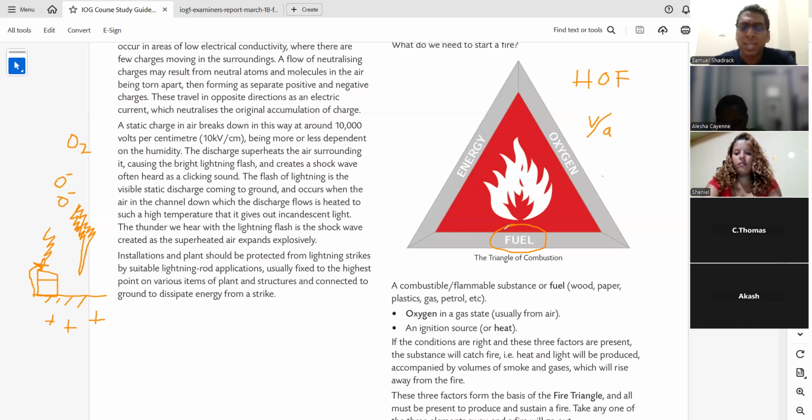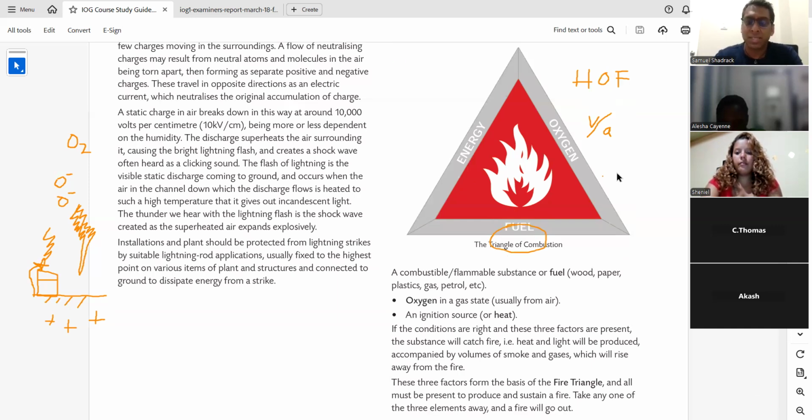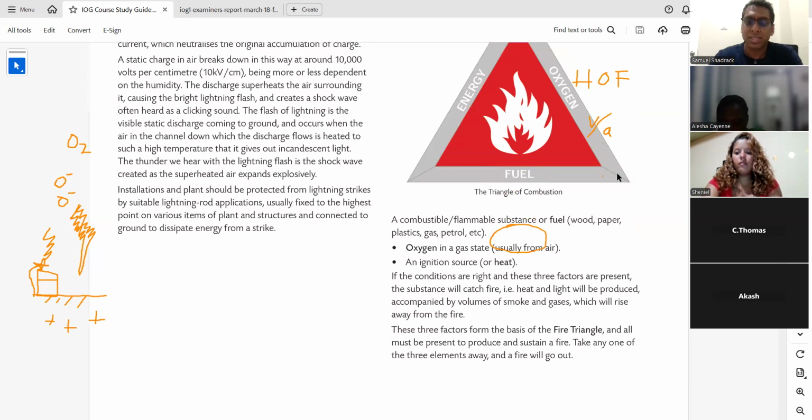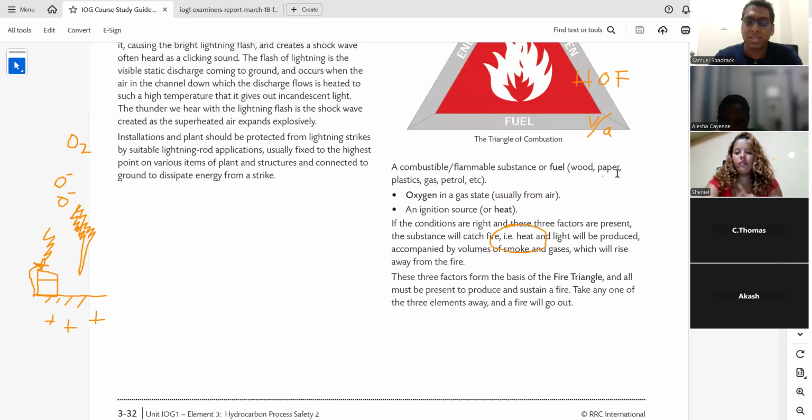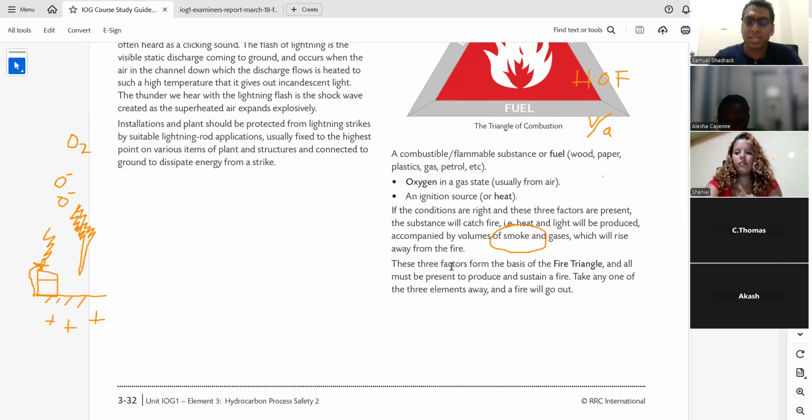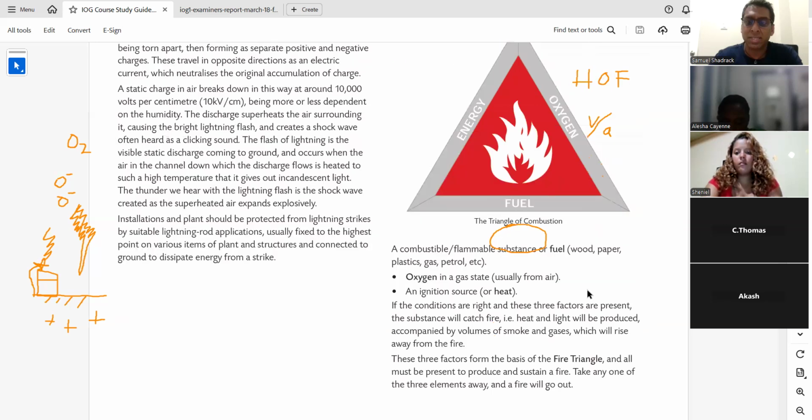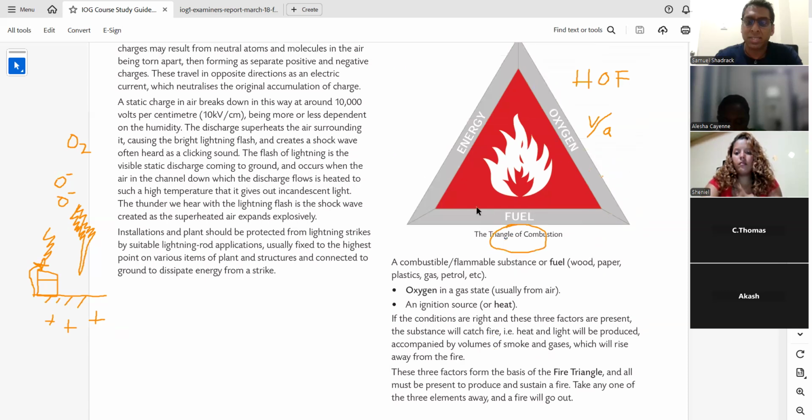So I don't think they do too much of that in this course. I didn't see it. But remember that, right? It's not as simple as they make it out to be, right? So once the three of them are present in the correct concentration, then you'll have a fire. And of course, the way you could actually prevent a fire is to remove one of these.